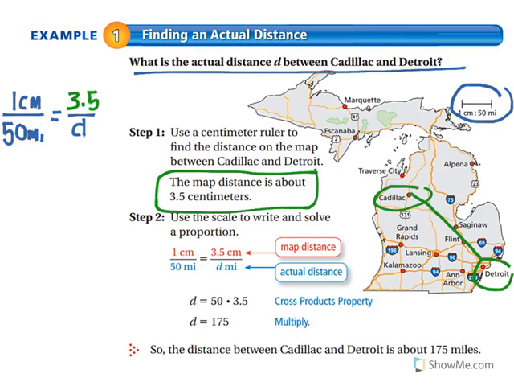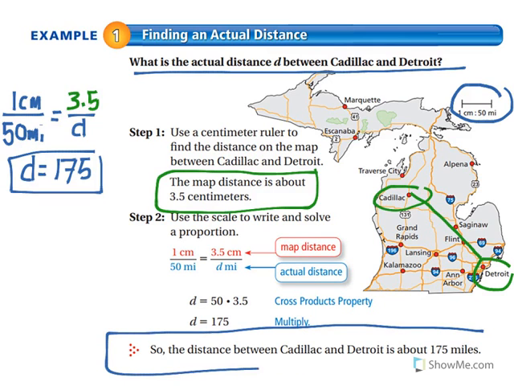All right? So then I'm going to cross multiply. 1 times D is D, and 50 times 3.5 is 175. So that's the solution of my proportion. Since this is a word problem, we want to write this answer in a complete sentence. So the distance between Cadillac and Detroit is about 175 miles. All right? Hopefully that made some sense to you.